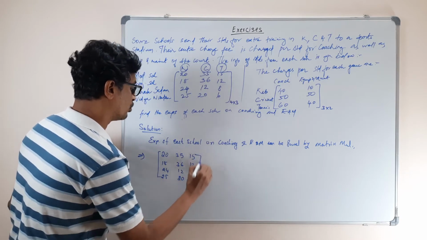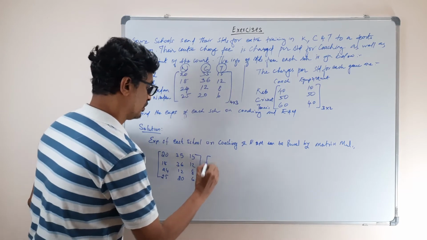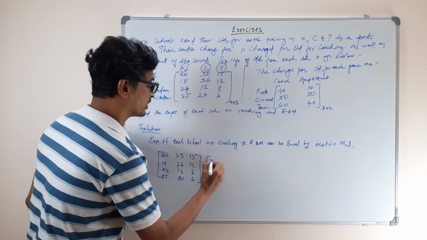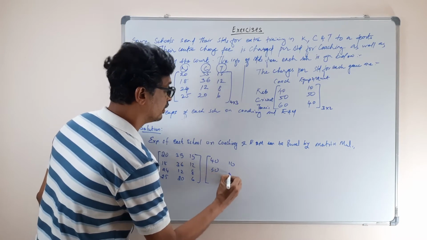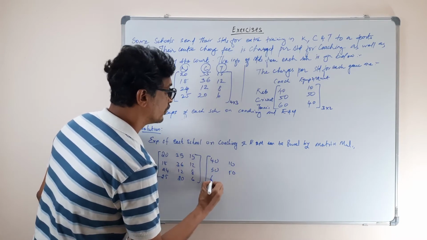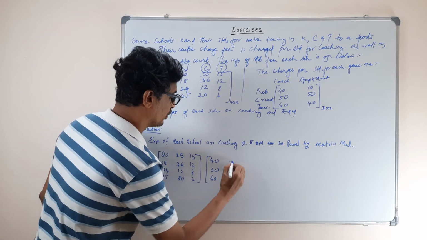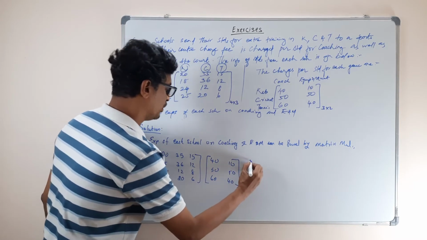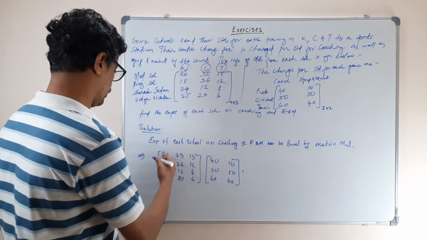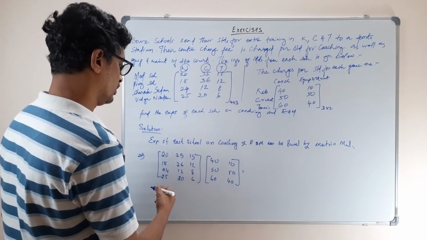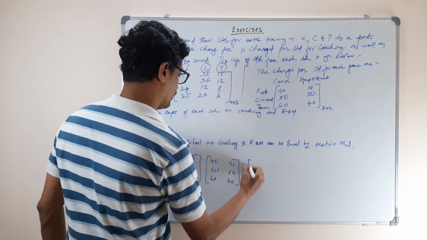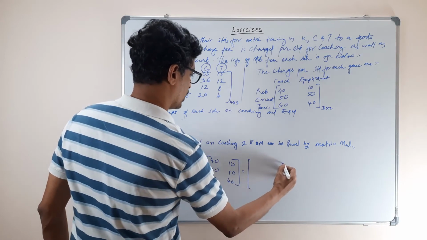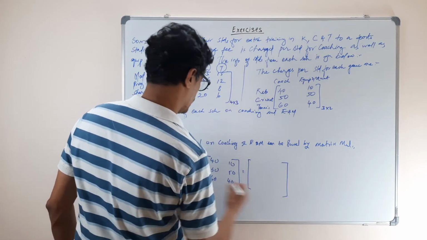Can you multiply in your notebook and tell me? I multiply this by the matrix 40, 10; 50, 50; 60 and 40. So what will the result be? A 4 cross 2 matrix, right? So we will have a 4 by 2 matrix. Tell me what that 4 by 2 matrix is.